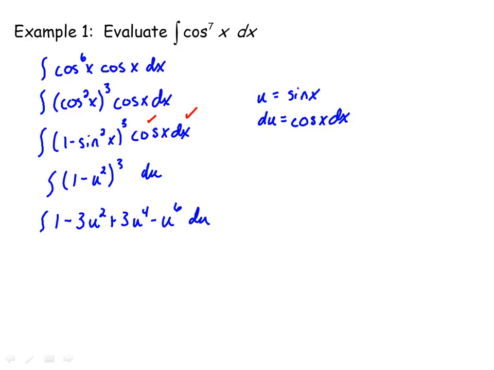Can you integrate this? I hope so. You're going to integrate each one of these separately, right? Because you can integrate the sums. That's what integration is anyway. So if I integrate 1, and we're integrating with respect to u, what do I get? U. If I integrate 3u squared, what do I get? And 3u to the 4th. And u to the 6th turns into u to the 7th over 7.